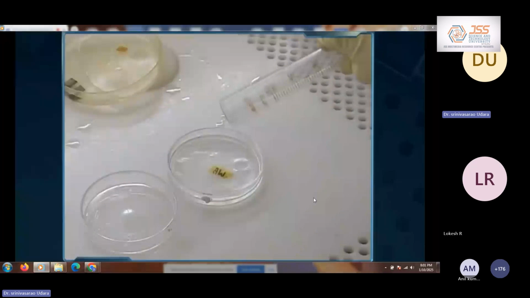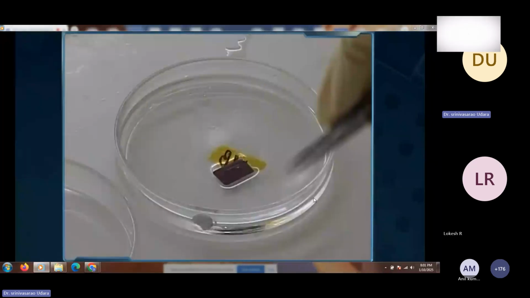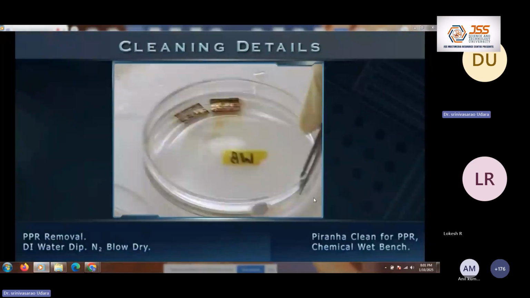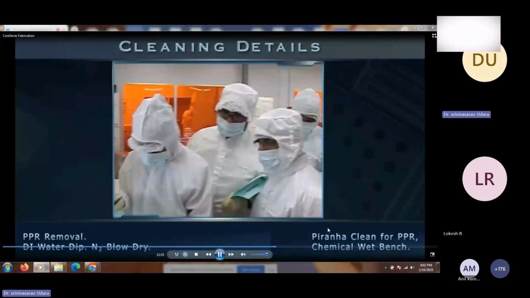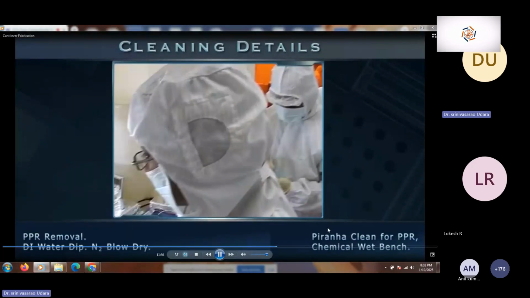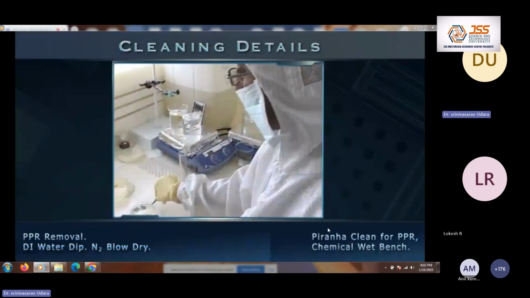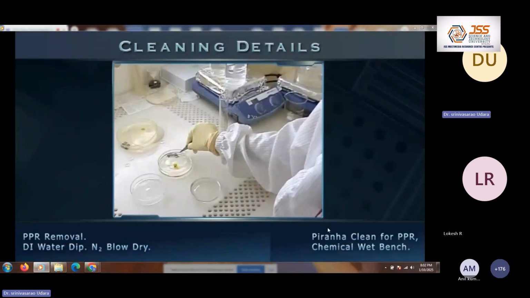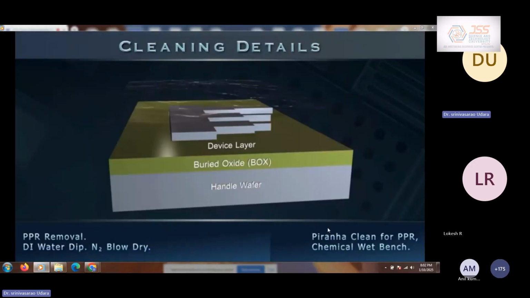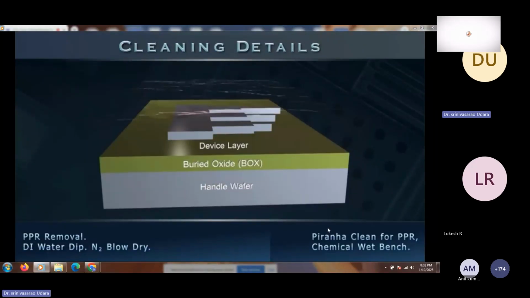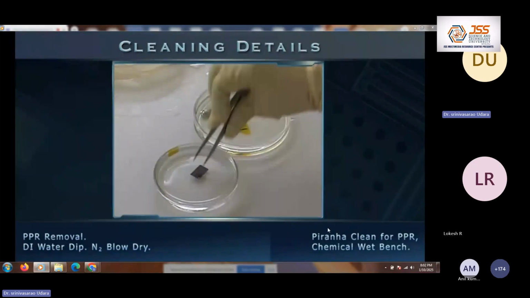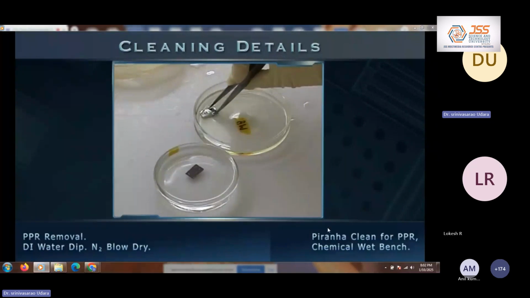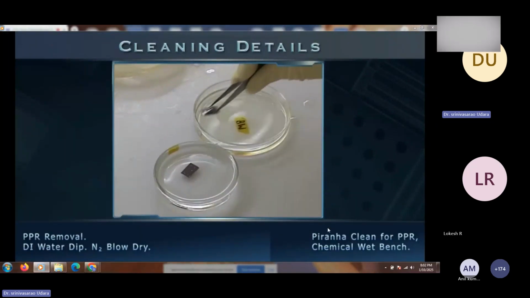The samples are then placed inside the solution. The liberated color confirms removal of the resist from the sample surface. This takes 10 minutes. Here, the piranha solution attacks the resist material, removing it from the wafer surface. Consequently, the samples now contain a patterned device layer over oxide. After photoresist removal, samples are rinsed with deionized water and blow-dried with nitrogen.